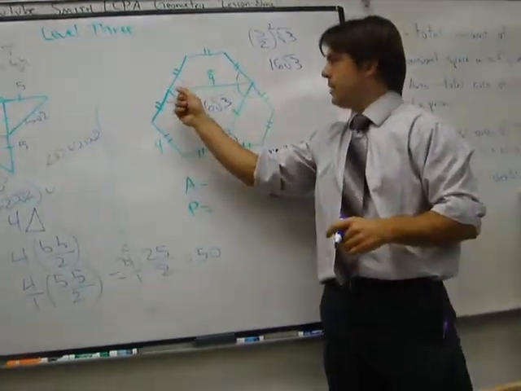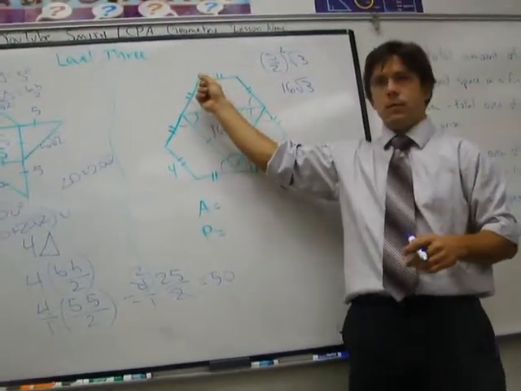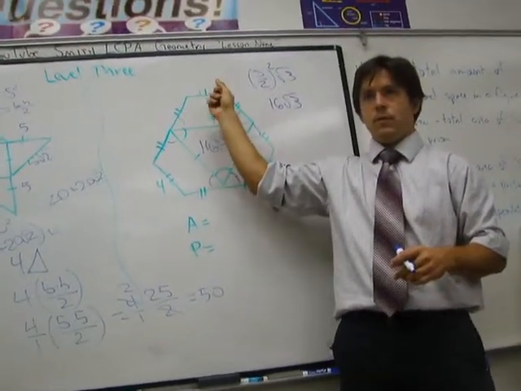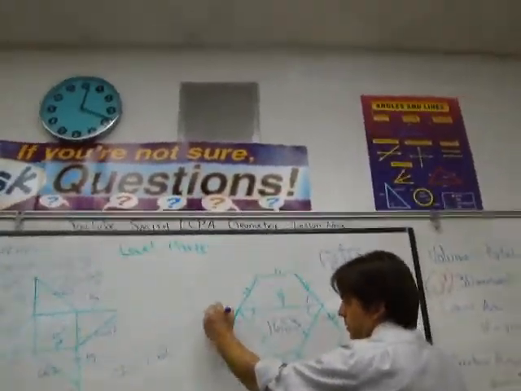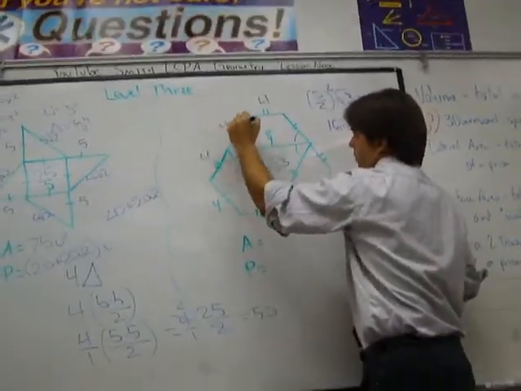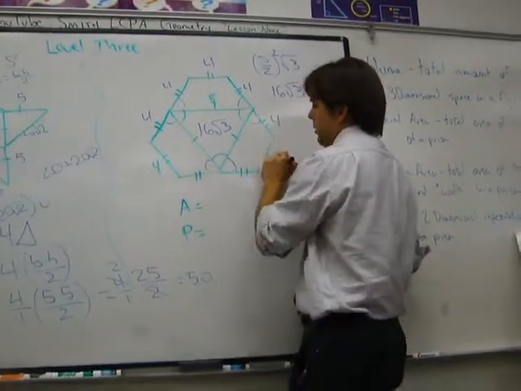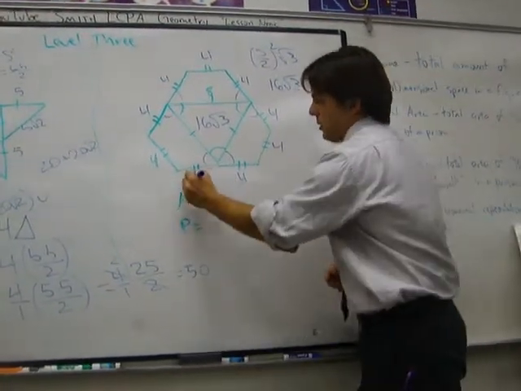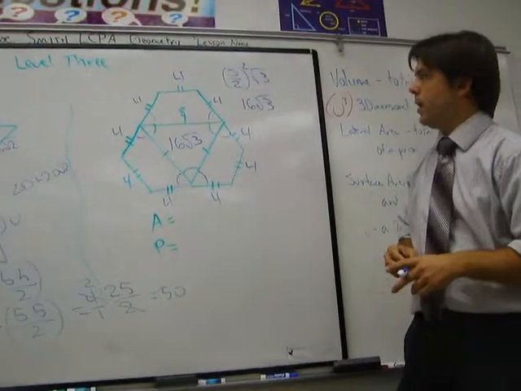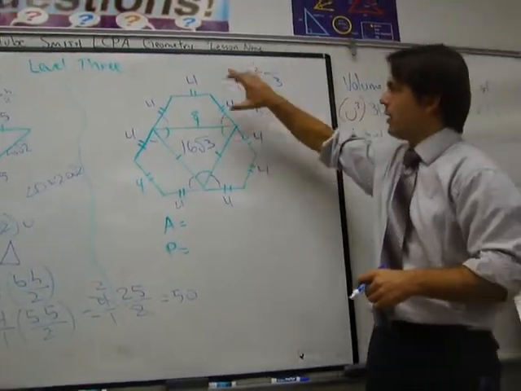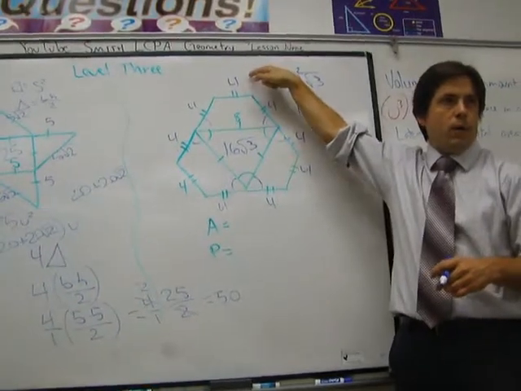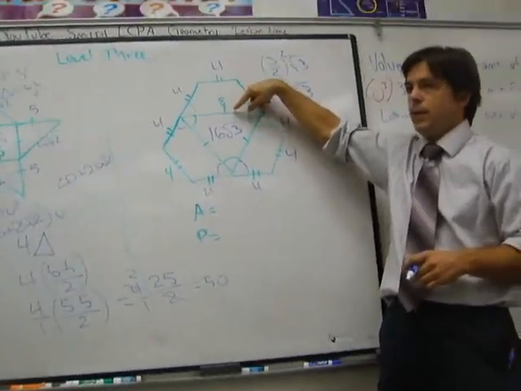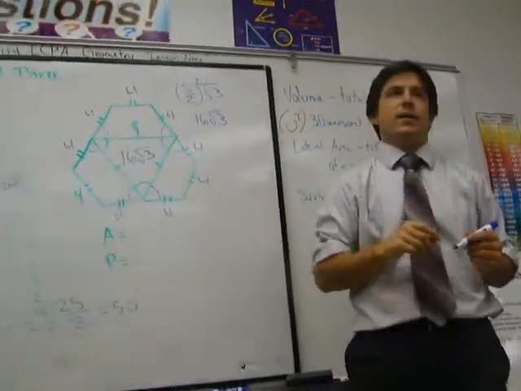Now, this is 8. How long is this? 4. Are these all 4 on the outside? Yeah, they're all 4. So is our perimeter going to be really easy? Yes. Our perimeter is just going to be adding up. So we've got our isosceles trapezoid. Base 1 would be 4. Base 2 would be 8. We've got to figure out the height.